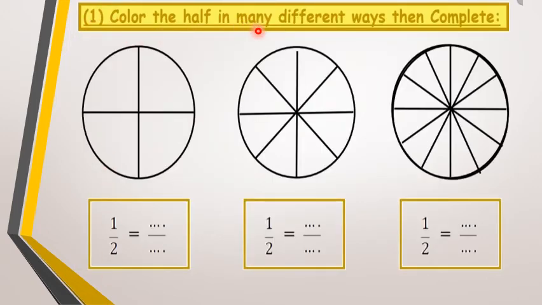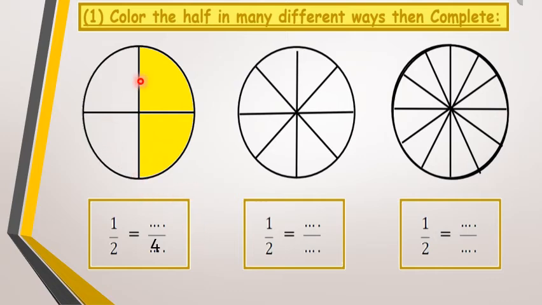Color the half in many different ways, then complete. I have here three circles with the same size but cut in different ways. I want to find the half of each one but in different ways. So I want to find the half of this. Half of this one is this part, 2/4.